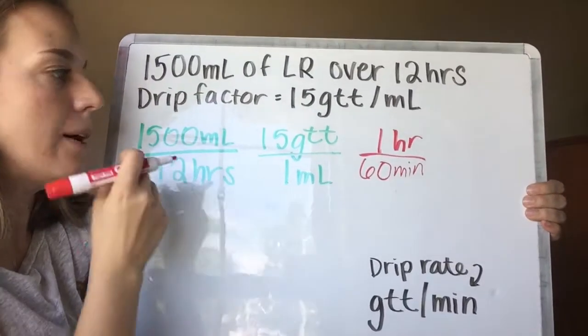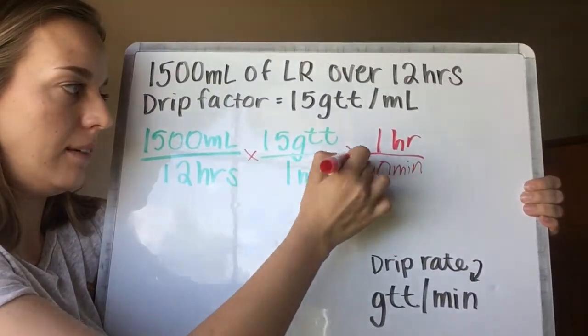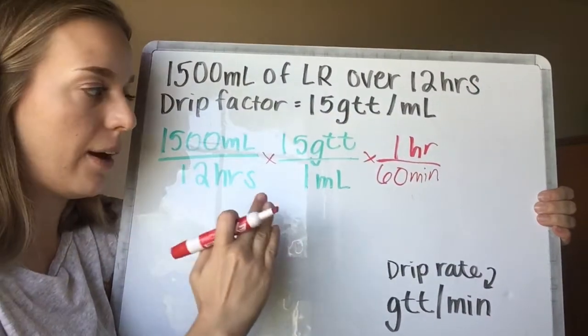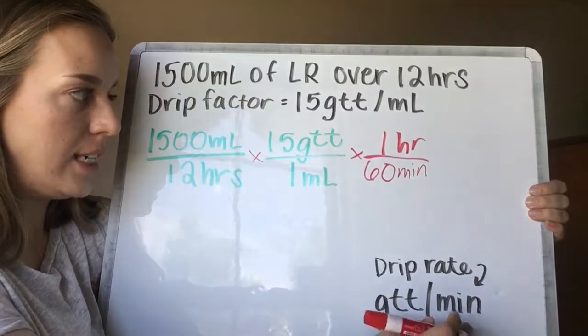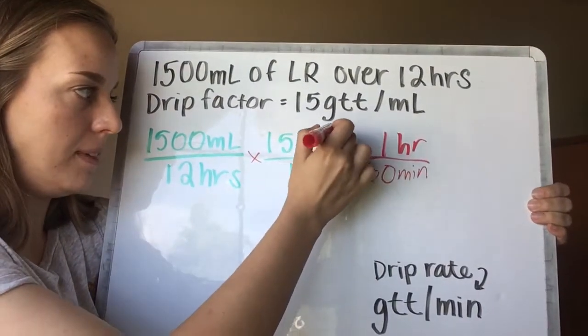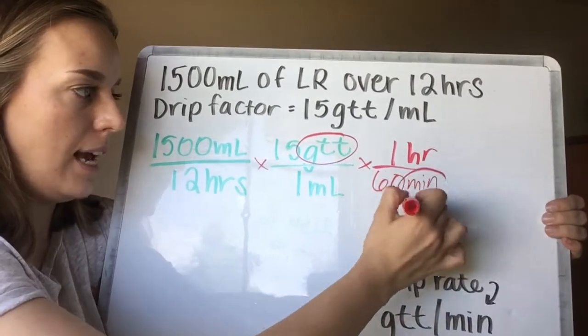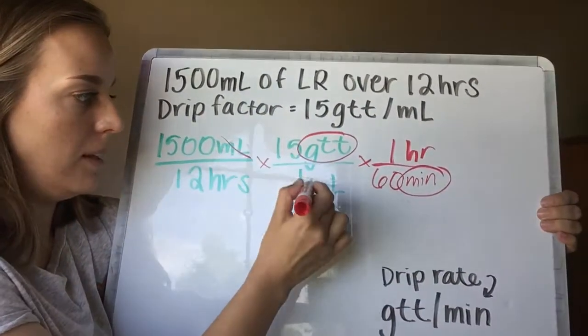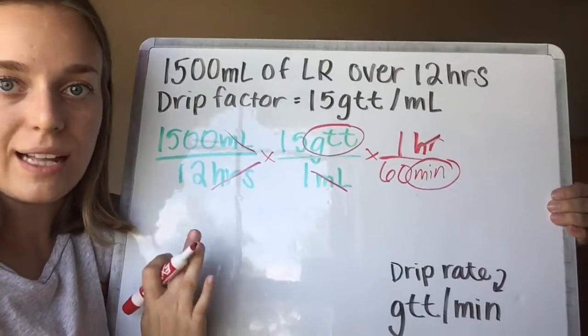an hour. So after all this, we're going to come on through and we're going to multiply them if we check that all of our units of measurement cancel out. So we're looking for GTT per minute. Do we have a drop on the top? Yes. Drop on the top. And do we have a minute on the bottom? Yes. Does everything else cancel out? Milliliters, milliliters, hours, hours. We are golden. We are left with exactly what we need.